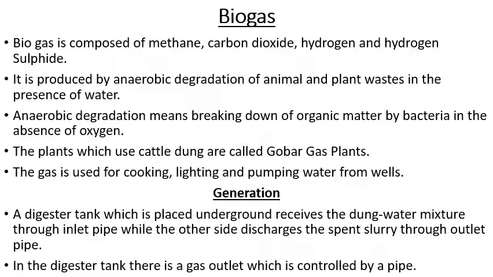So, the residue or the organic matter which has been produced by plants and animals is used in both ways: by generating biogas, as well as, finally, after generating the gas, the leftover residue can also be used as manure for the plants. The plants which use cattle dung are called biogas plants. These plants using cattle dung have been set up in many villages in our India.